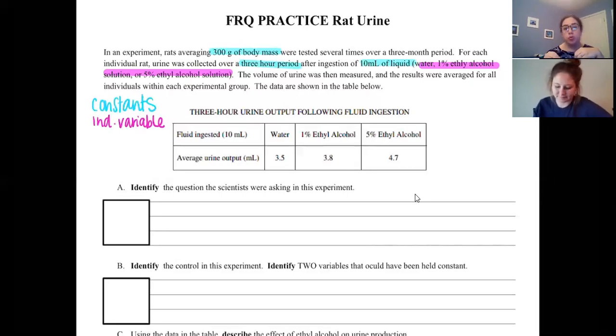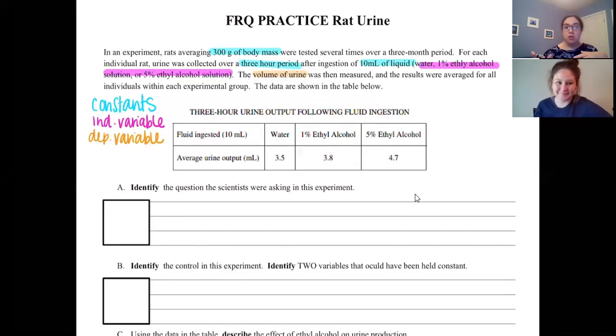So your volume of urine is the dependent variable. That's what they're measuring. They're not weighing the amount of urine, and they're not taking a ruler. What they're doing is collecting the volume and taking a measurement of how much urine the rats are producing in response to the liquids. The only other thing we would be missing here is that we don't see a control immediately identified, but we will find it, I promise.